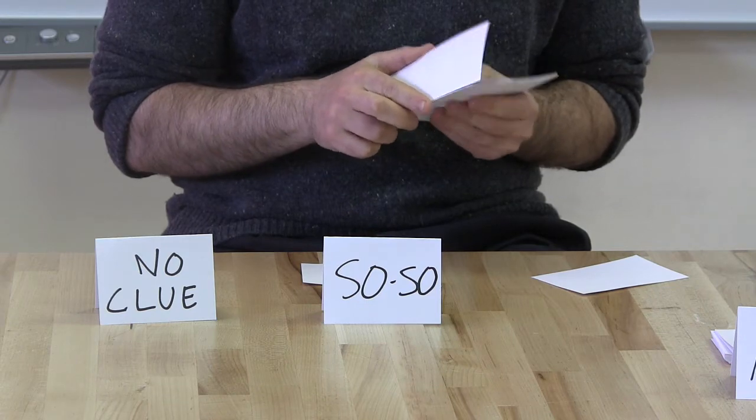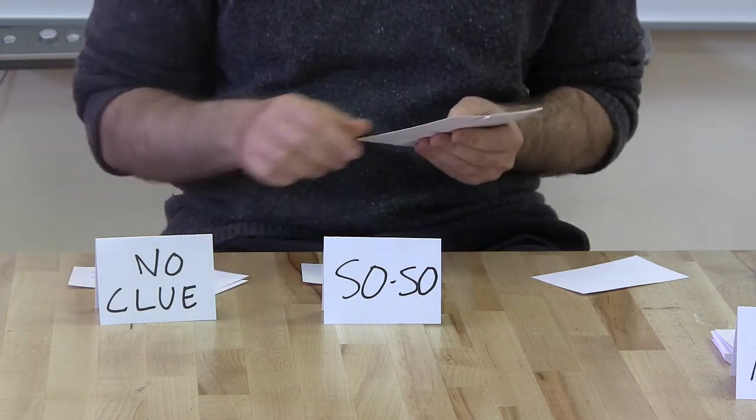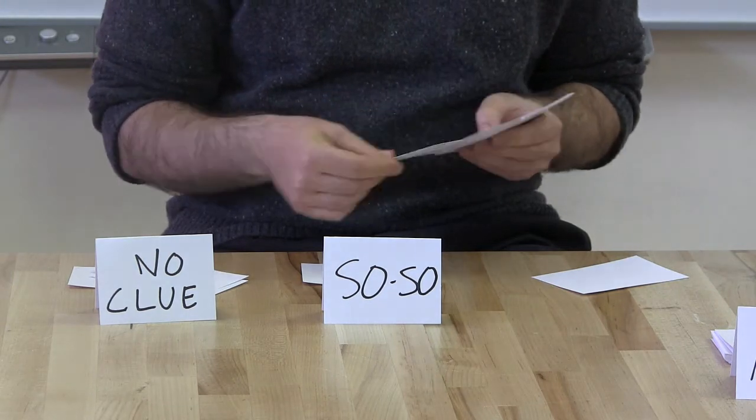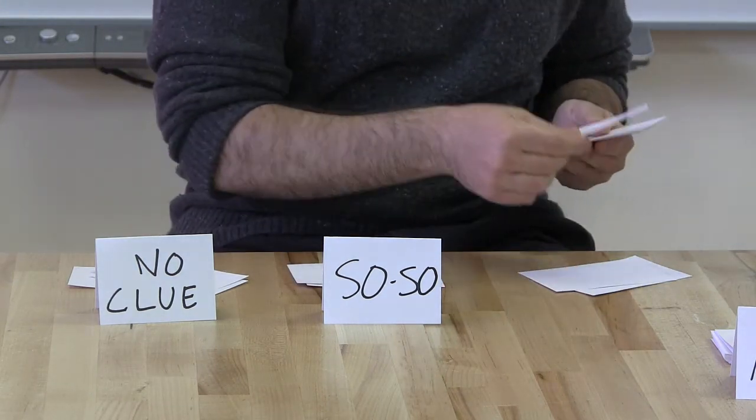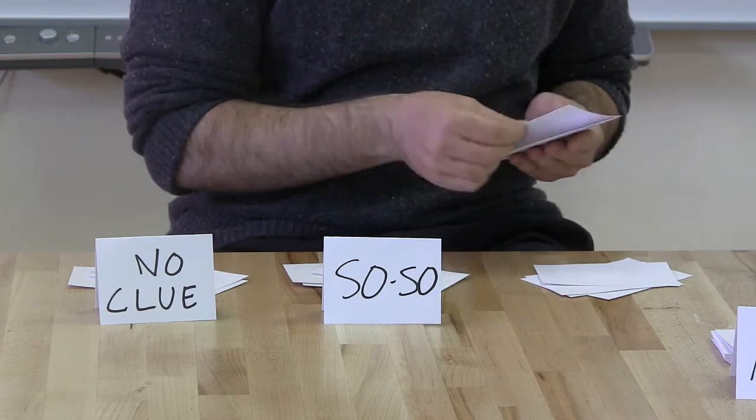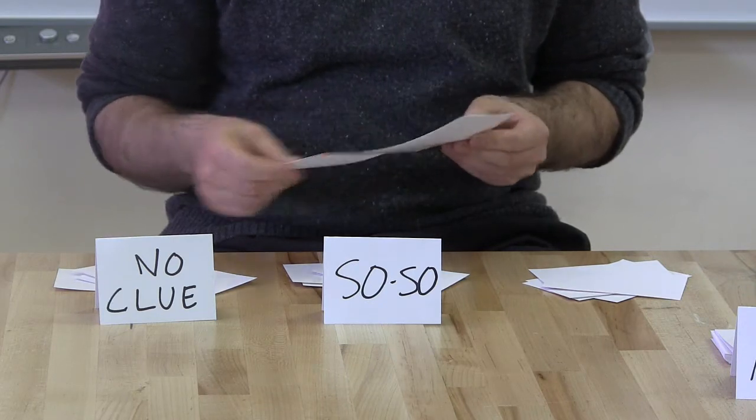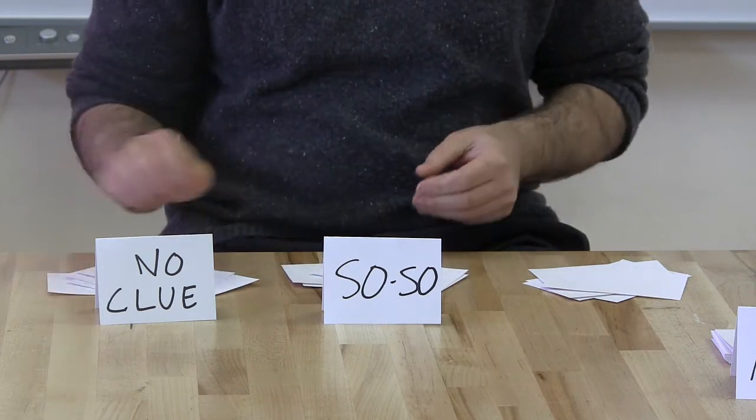Clueless. Oh, no, don't know that one. Oh, yeah, this one's so-so. Oh, I know that one. Got it. Got it. So-so. Got it. No clue. No clue. So-so. No clue. That's it.